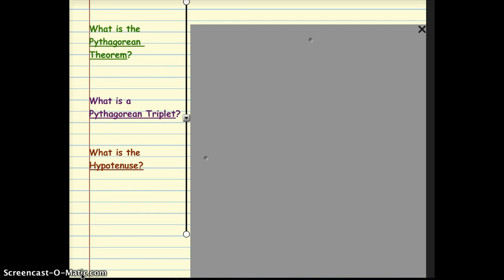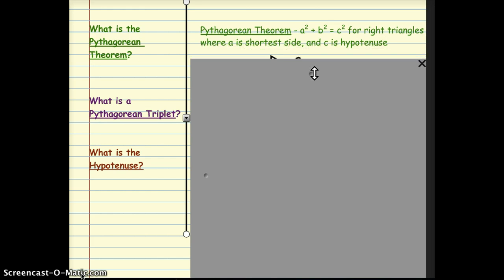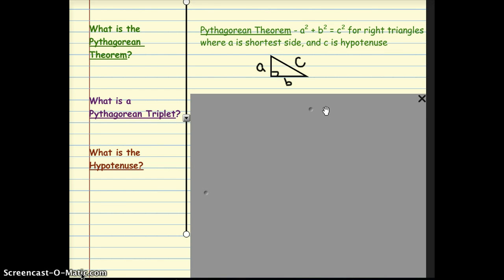Alright, let's get a few vocab words down. What is the Pythagorean Theorem? Well, the Pythagorean Theorem says a squared plus b squared has to equal c squared for all right triangles, where a is the shortest side and c is the hypotenuse, the longest side. And that would leave b being the middle side.